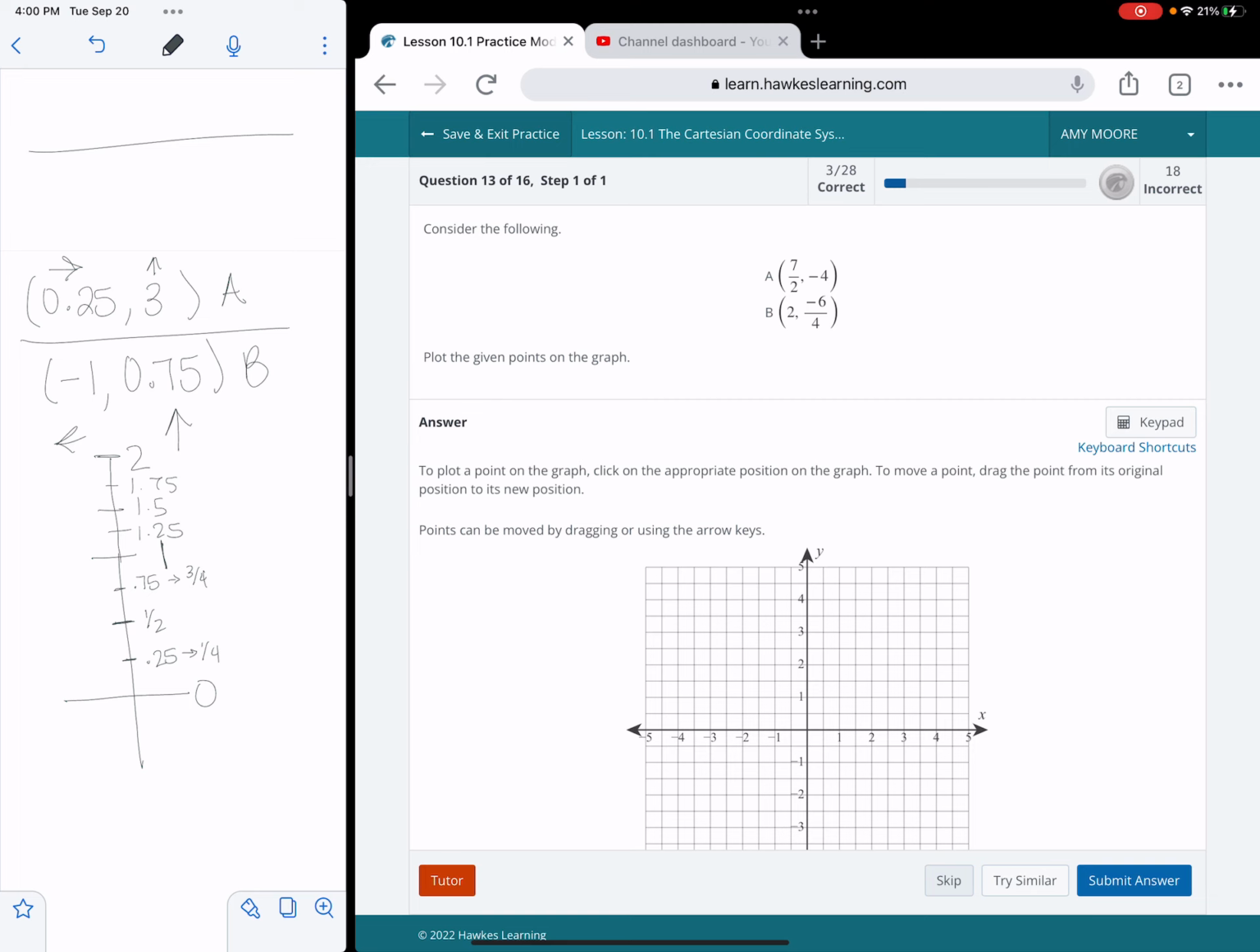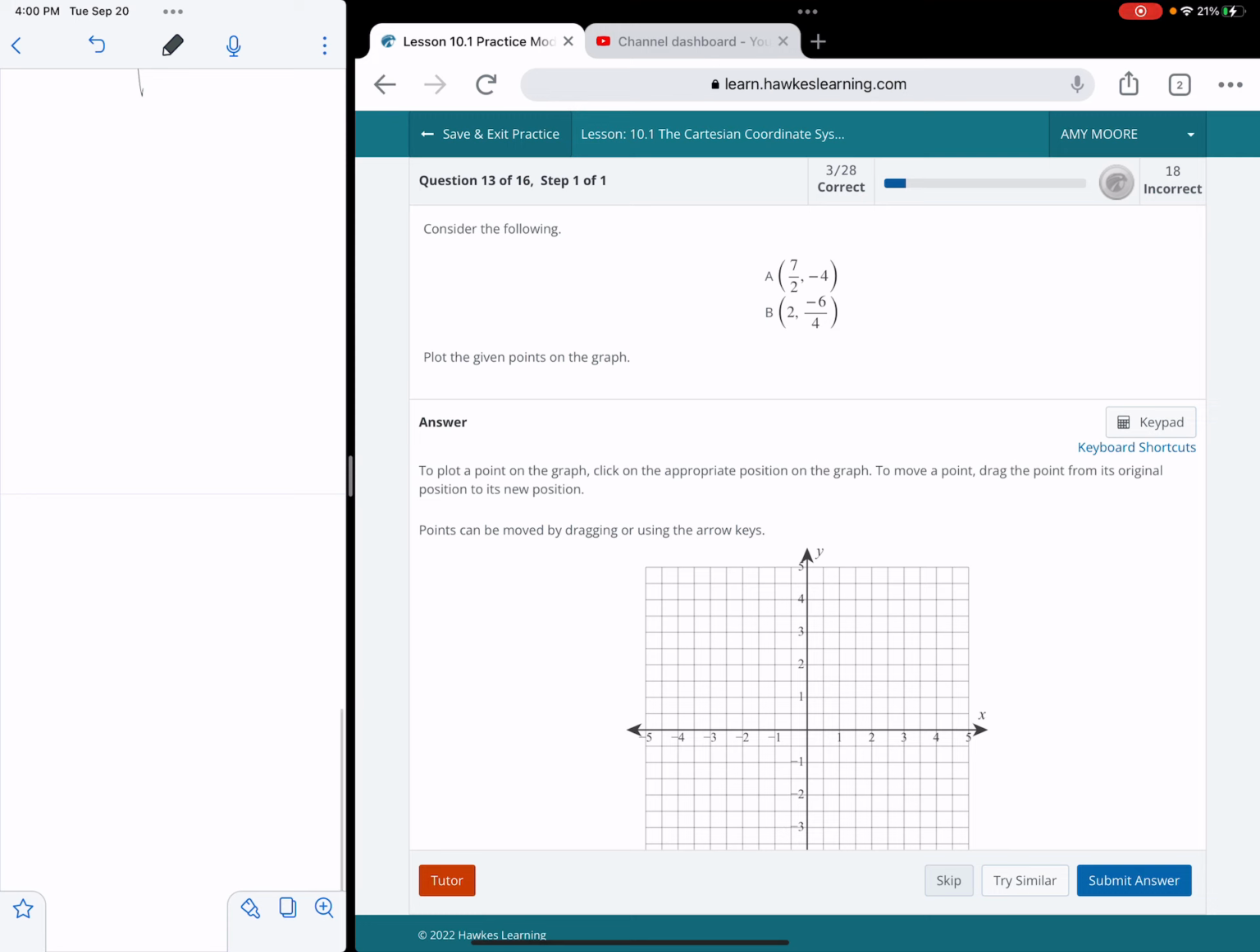And then I wanted to find, here it is, the fraction one. So with these fractions, the easiest way to think about graphing fractions is going to be convert them to a decimal. So letter A, or point A, I've got 7/2, -4. If I type in 7/2 into my calculator, that's going to give me out 3.5. That's going to help me when I'm plotting this point. And so 3.5 and 7/2 are the same, but this tells me I'm going to go right 3.5 or right 7/2 and then down 4.